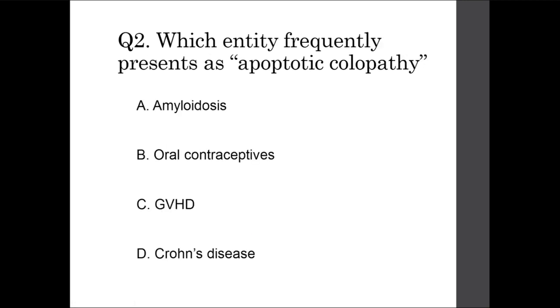So last question. Which entity frequently presents as apoptotic colopathy? Amyloidosis, oral contraceptives, GVHD, or Crohn's disease?